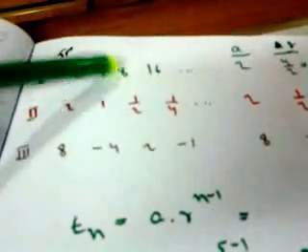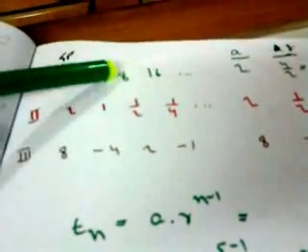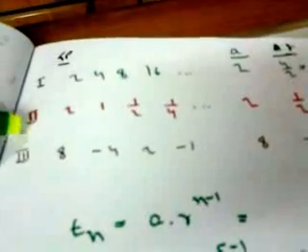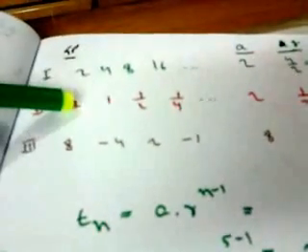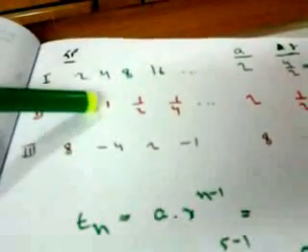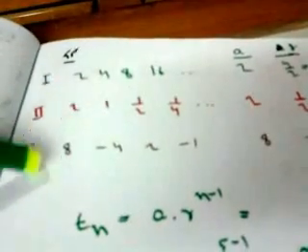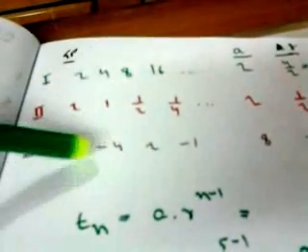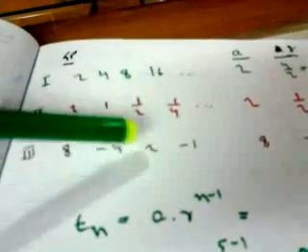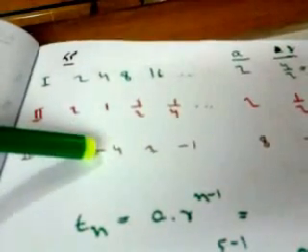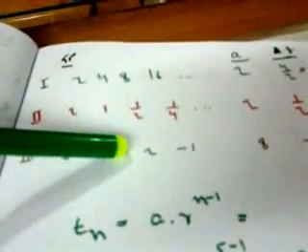The similarity that you will find in these sequences is, in the first sequence, 4 by 2 is 2, 8 by 4 is 2, 16 by 8 is 2. In the second sequence, 1 by 2 is half, half by 1 is half, 1 fourth by half is half. In the third sequence, minus 4 by 8 is minus half, 2 by minus 4 is minus half, minus 1 by 2 is minus half.